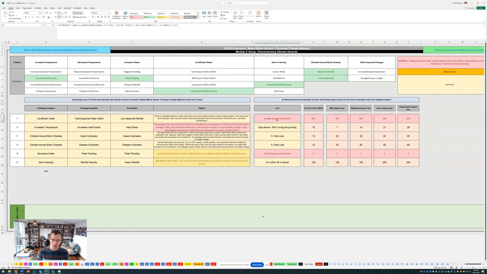So I suggest that your unit here should be millimeters below annual average. You can see what it was in 2024, and then how many millimeters below the annual average are these numbers. So please correct those numbers.